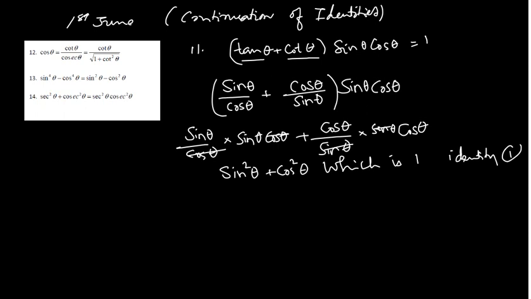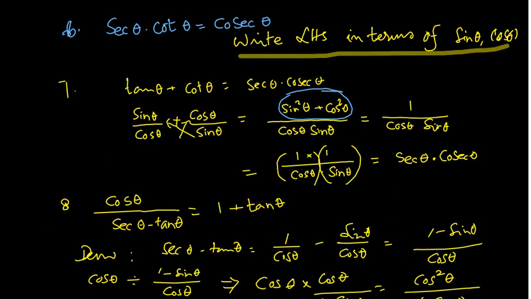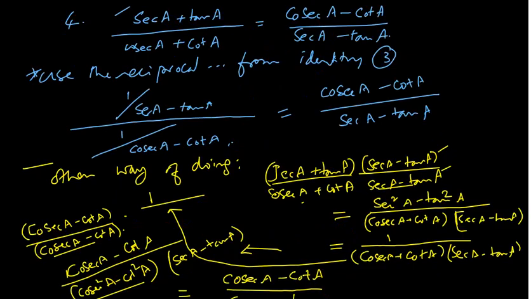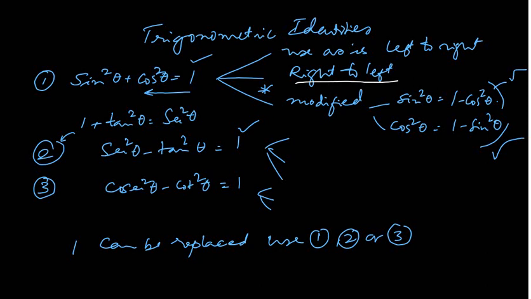Can you go back to the first slide where you show the identity? Sure, no problem. This is the thing, this is the one we wanted: sine square theta plus cos square theta equals 1.